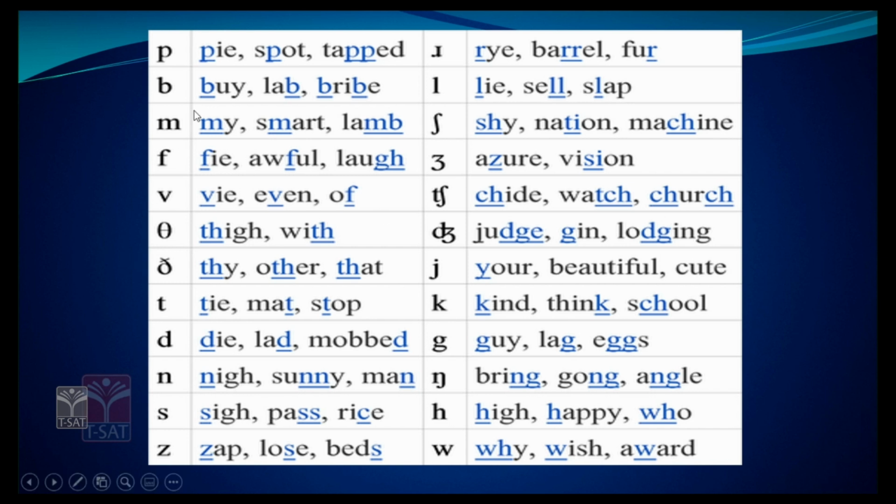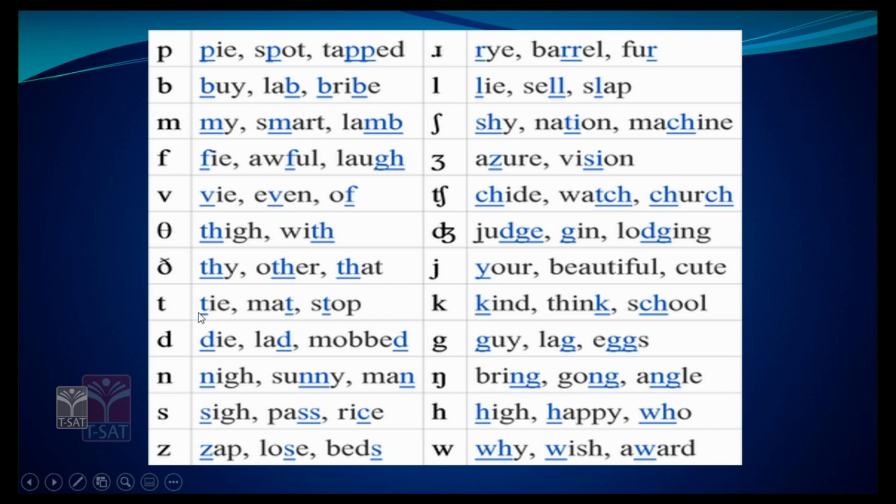And the phoneme p occurs word initial in pie, medial as in spot and taped, and it can occur at the end as in tap or tape, and b as in buy, final in lab, and medial in bribe. m as in my, smart, and lamb. f as in fie, awful, and loaf. v as in vie, even, and of. th as in thigh and with. th as in thy, other, that.